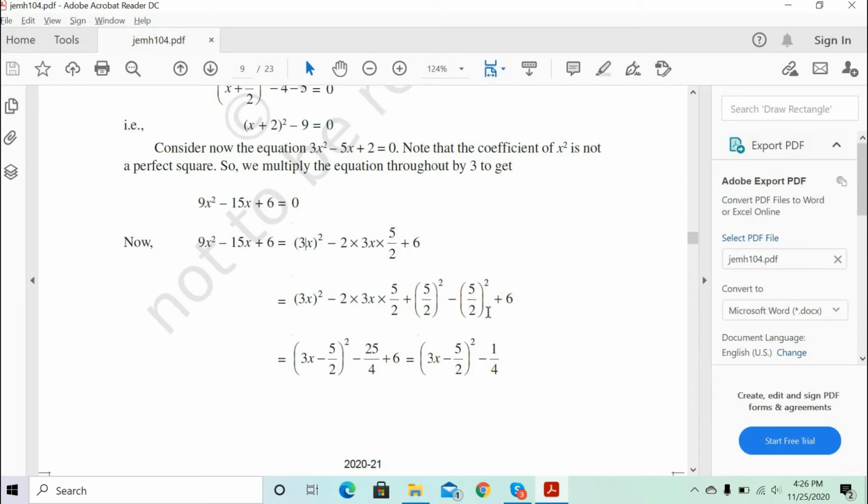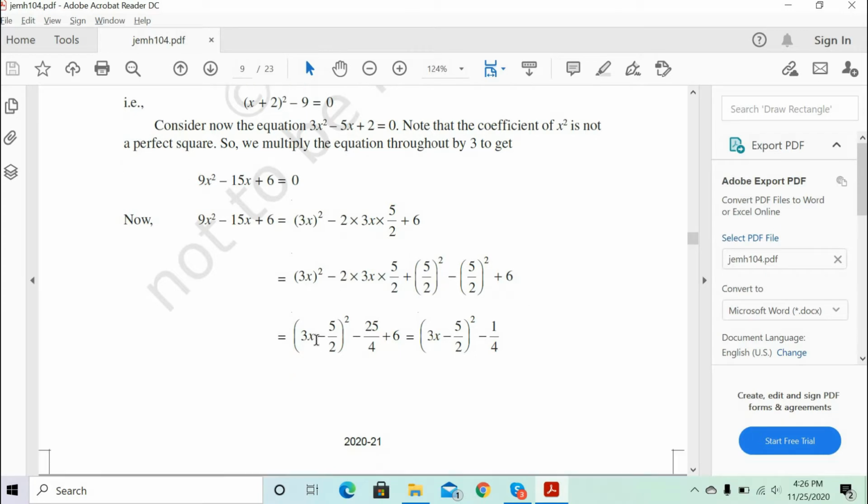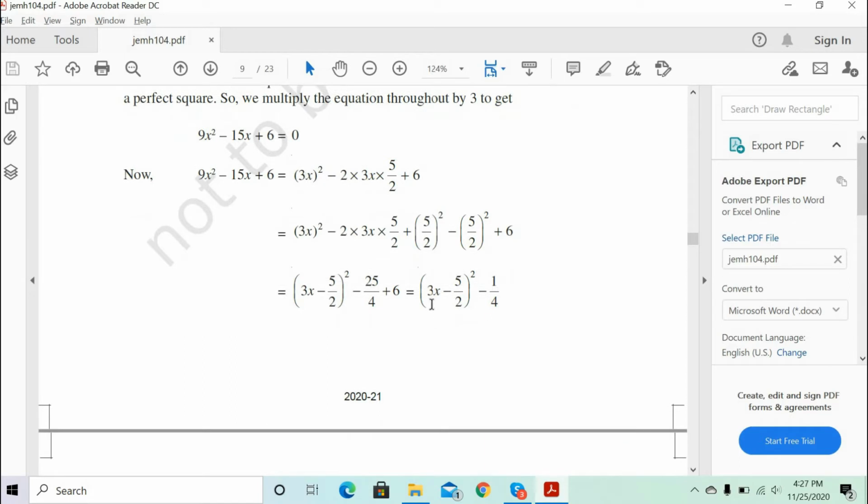So we can just add and subtract the 5 by 2 whole square. So a square minus 2ab plus b square minus b square plus 6. Basically what will we get? 3x minus 5 by 2 whole square. Now when you solve this part, minus 25 by 4 plus 6. So we finally got the equation 3x minus 5 by 2 whole square minus 1 by 4. That is the completing the square.